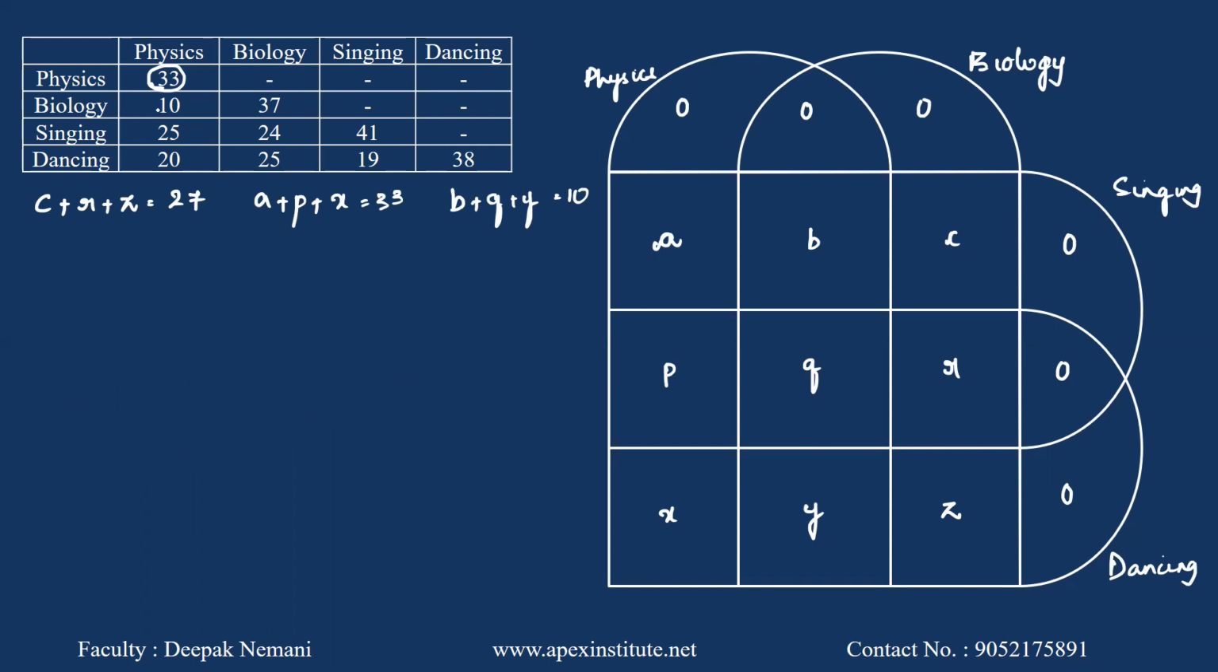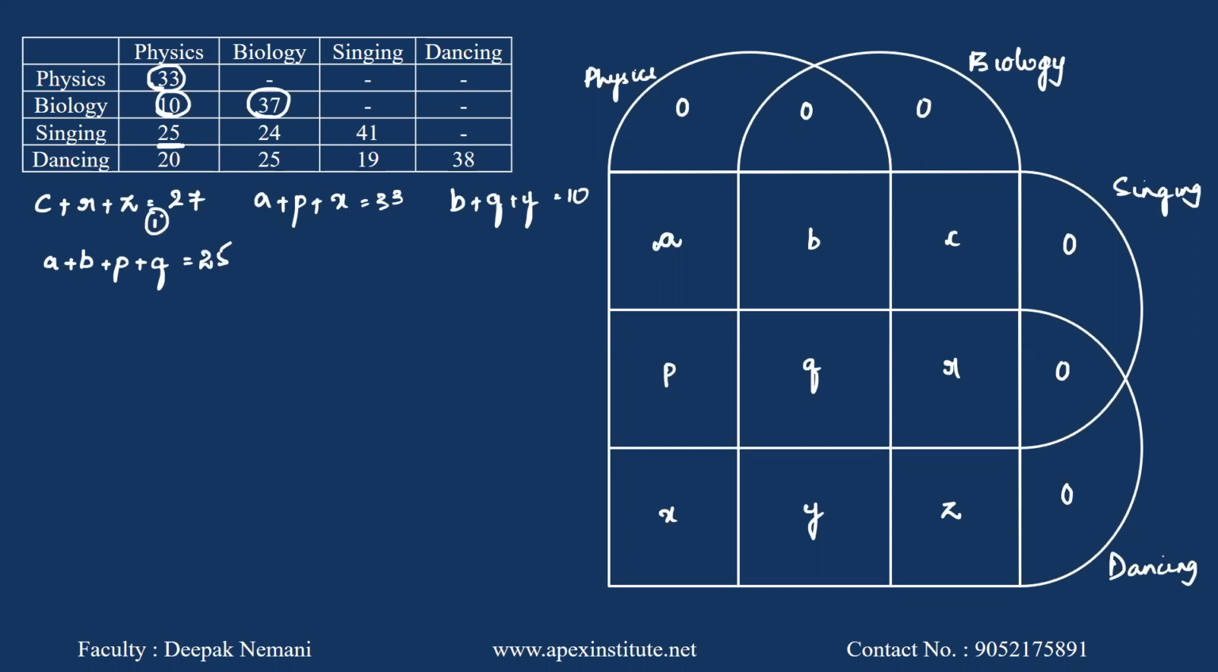So physics and biology. You have 10 persons teaching both physics and biology. So 37 biology. Now coming to 25, physics and singing. The region common between physics and singing is nothing but A plus B plus P plus Q. A plus B plus P plus Q is equal to 25.